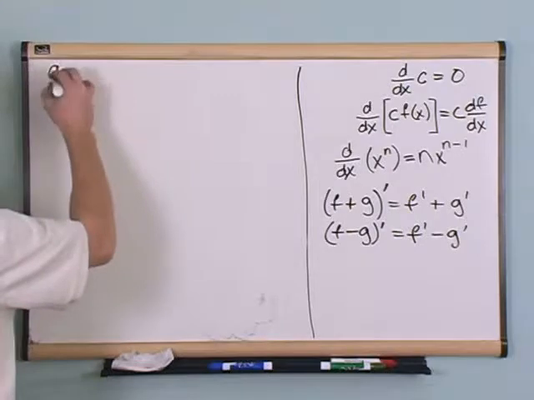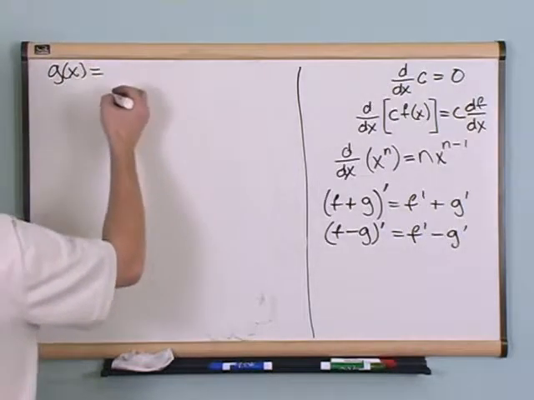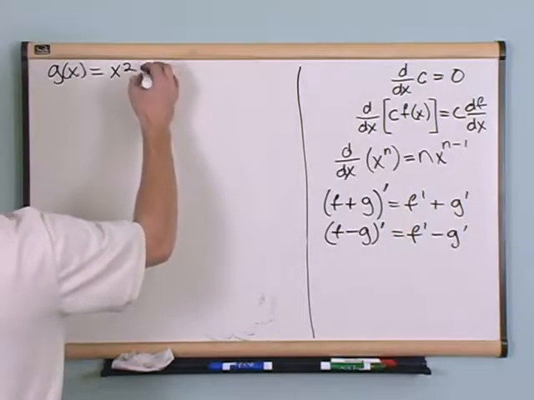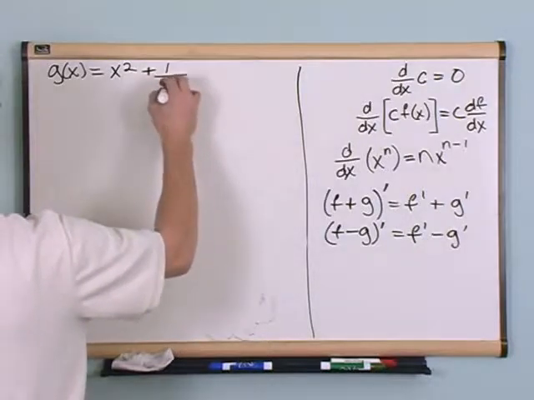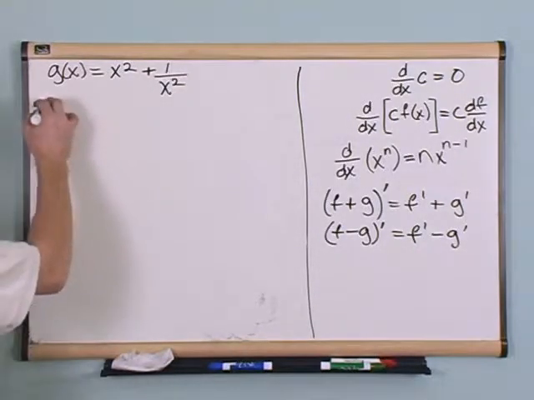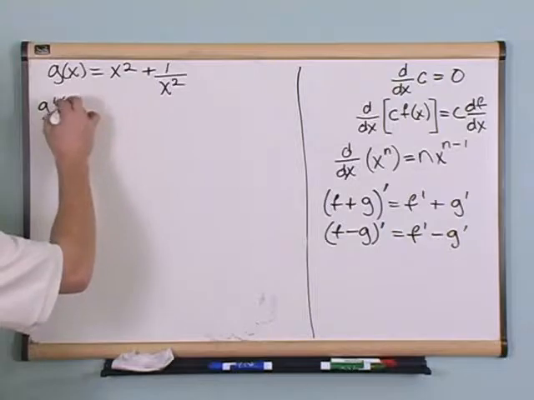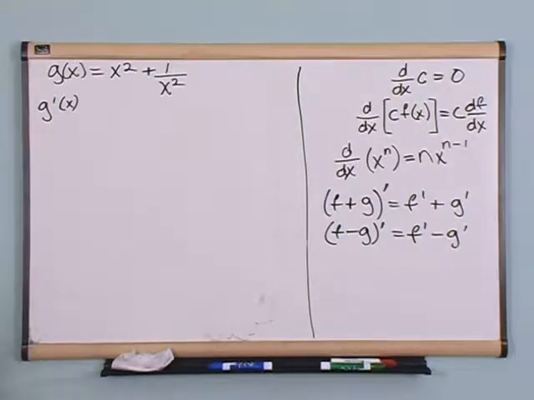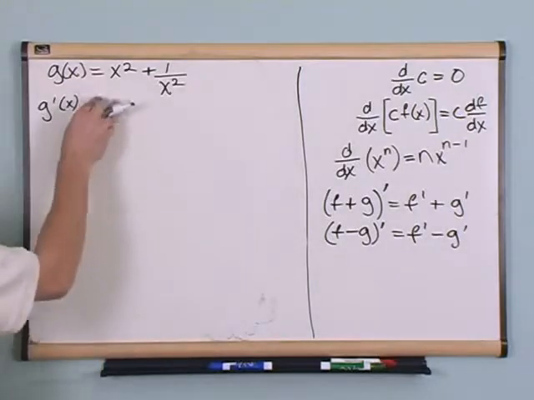What if you have g of x, and that's equal to x squared plus 1 over x squared? And they say, what is g prime of x? That's what you're trying to find. What is g prime of x?